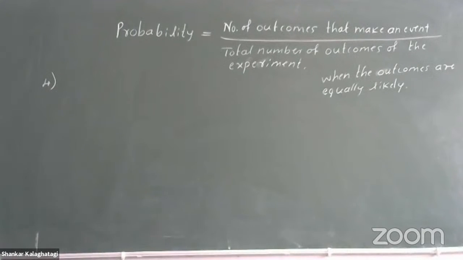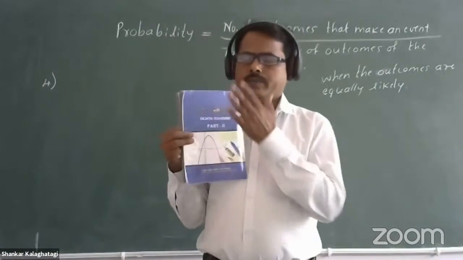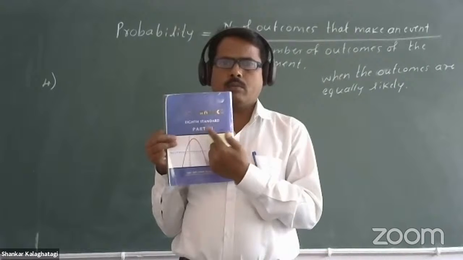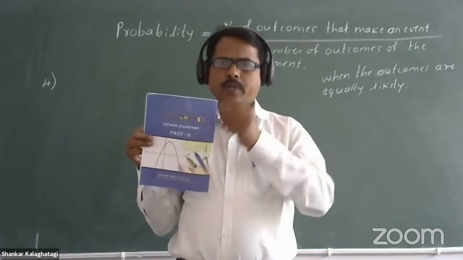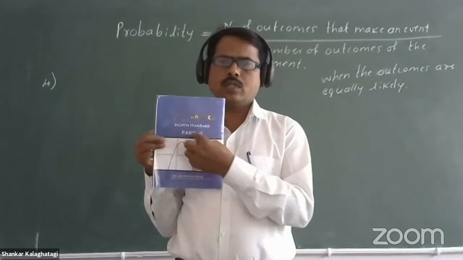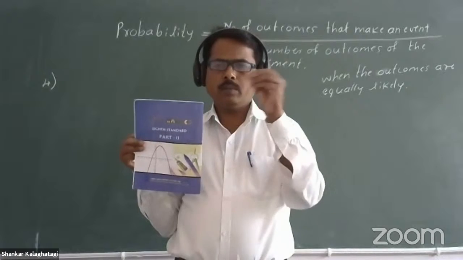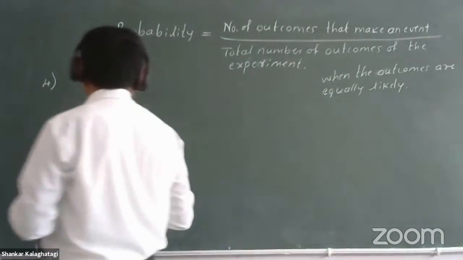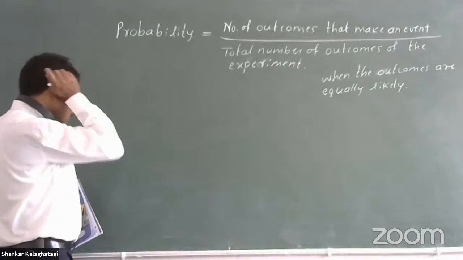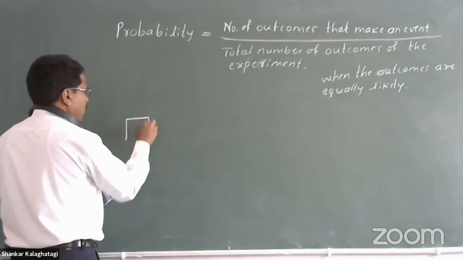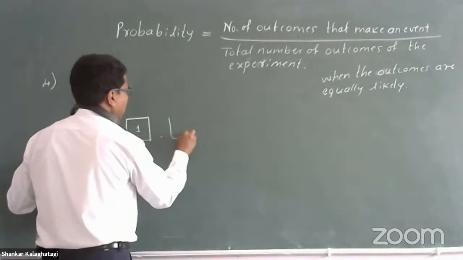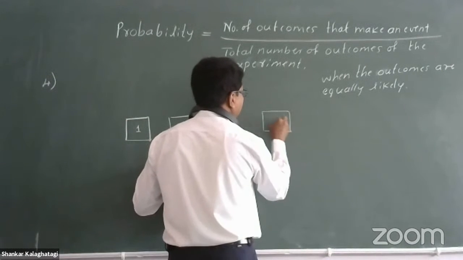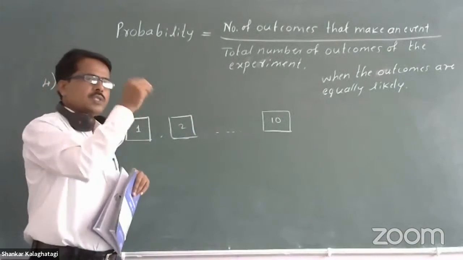See, like this small piece of papers are there. 10 papers are there. On that number 1, number 2, number 3 are written. Number 1 is written and this paper is folded and put in the box. Number 2 is written and this paper is folded and put in the box. Like that, total 10 slips are kept in the box. On each slip, numbers are written, 1, 2, 3, up to 10. These small pieces are put in the box.